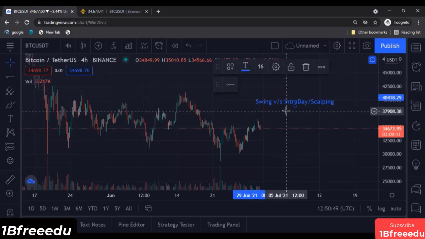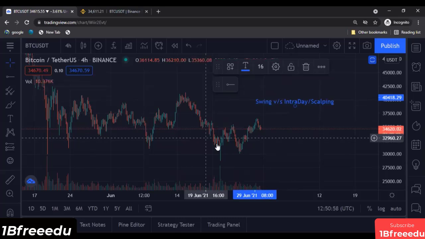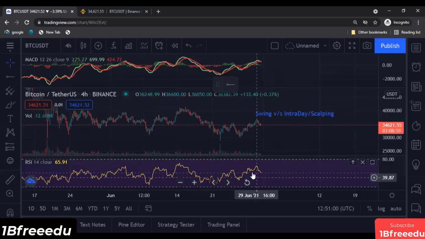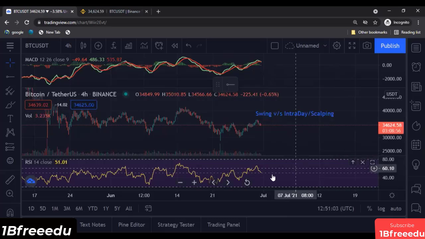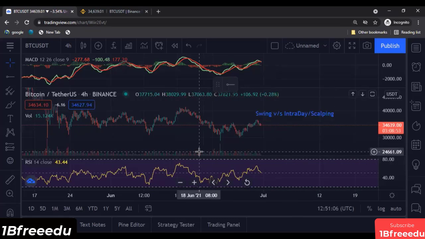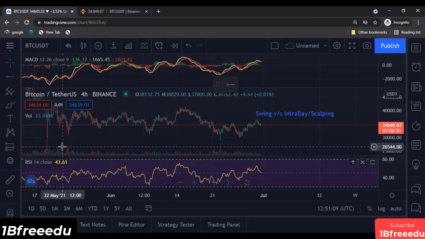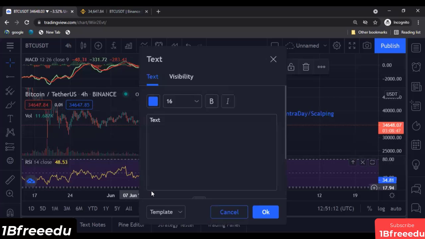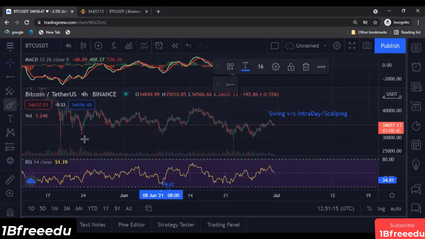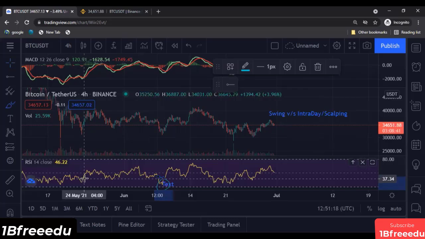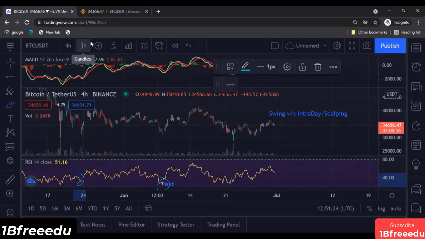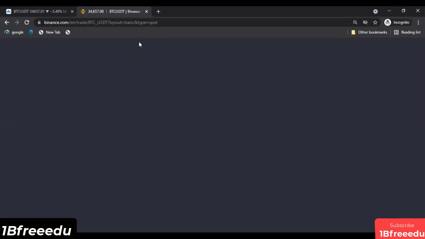So what are these two types of trades, and what is the difference between them? We'll first start with the swing trade. As I've discussed in the RSI and MACD, the market always repeats its cycle. So in a swing trade, you wait for the price to dip as low as possible. For example, you wait until the price goes here and the RSI is in its oversold condition, or you just open Binance and use the 4 EMA support.